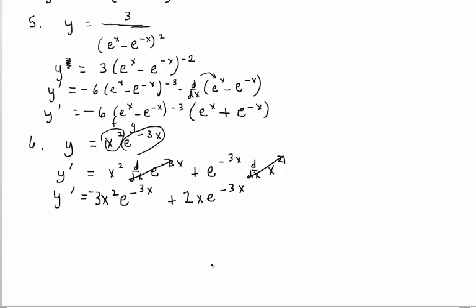Now what you could do is take out a common factor of x e to the negative 3x, and that's likely how the author's going to have it in the back of the book. All right, so that's it. That's the derivatives of the natural exponential functions, incorporating them with our previous rules as well.